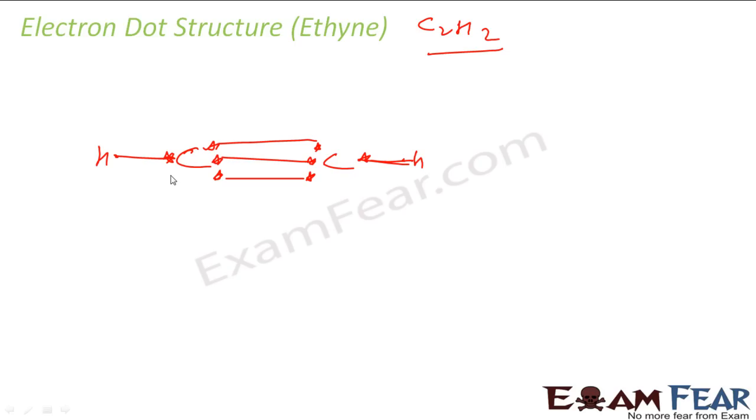And now if you see this carbon, it got 8 electrons. Why? 4 it had, 1 it shared with this hydrogen, 5, and 3 it shared with this carbon, 5 plus 3, 8. Similarly for this carbon also, 4 it had, 3 it shared with this carbon, and 1 it shared with this hydrogen. So this is the formula I got. Correct.